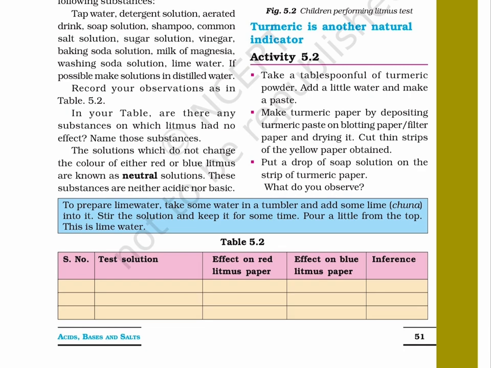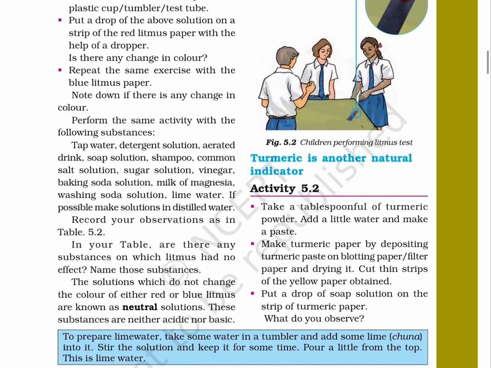Figure 5.2. Children performing the litmus test. In this picture, there are 2 girls and 1 boy. They are performing the litmus test. They have a blue litmus paper with them. The litmus paper has changed color.